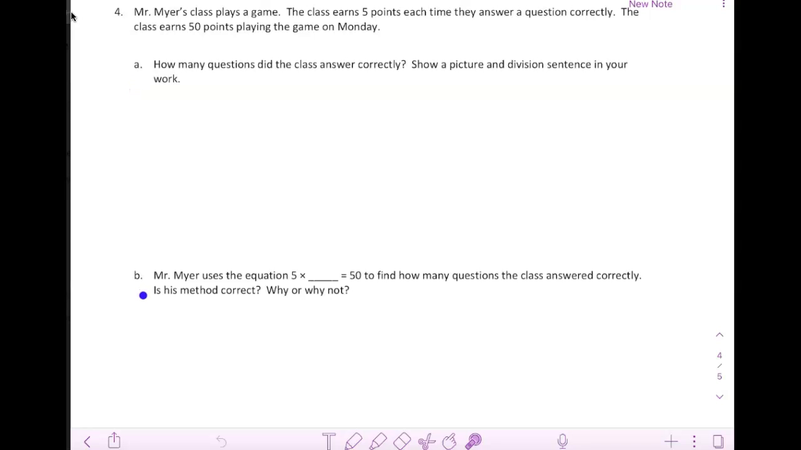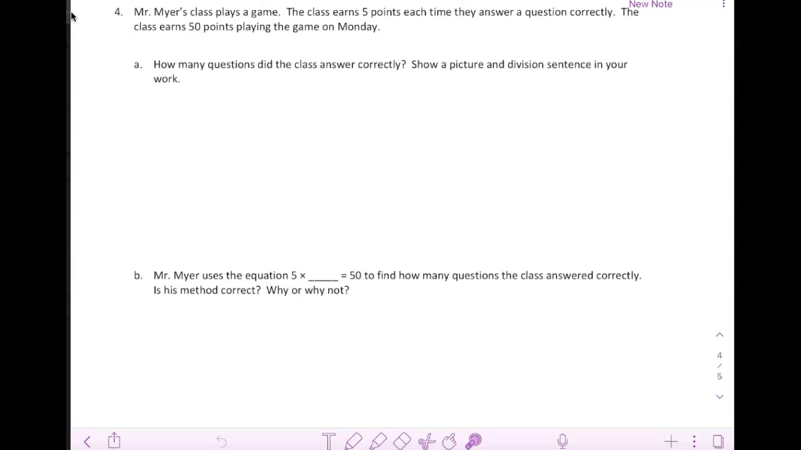Letter B. Mr. Meyer uses the equation 5 times something equals 50 to find how many questions the class answered correctly. Is his method correct? Why or why not?